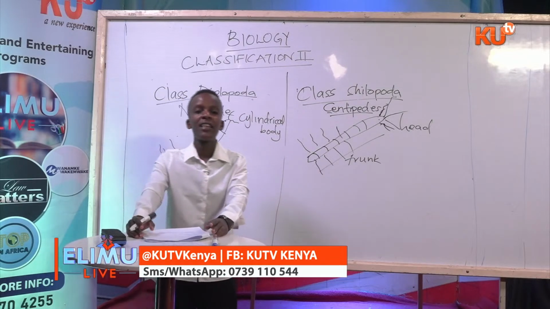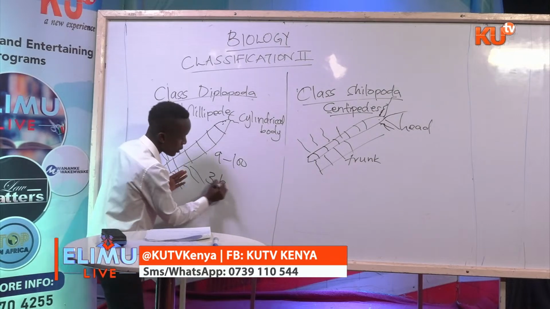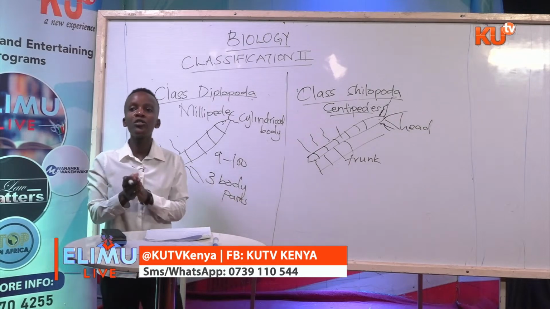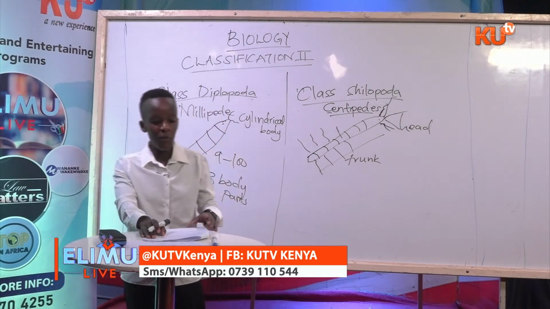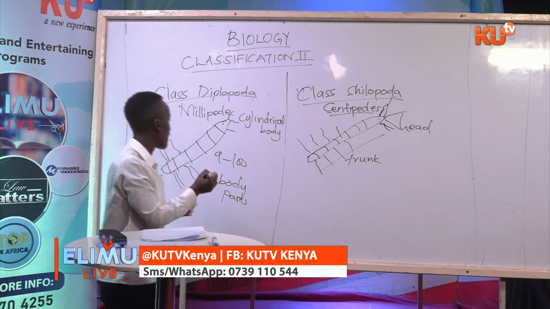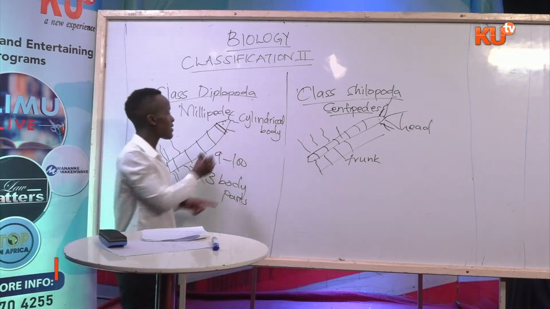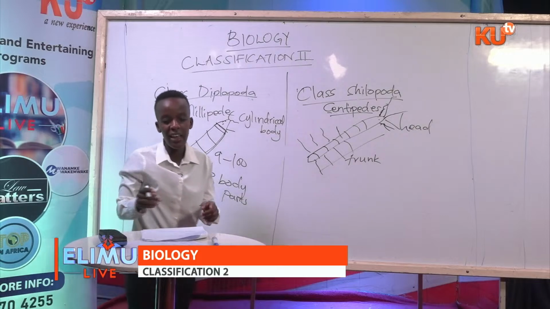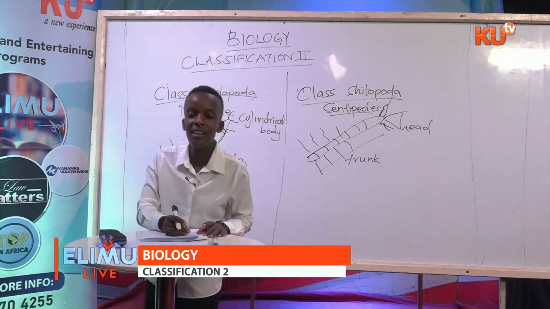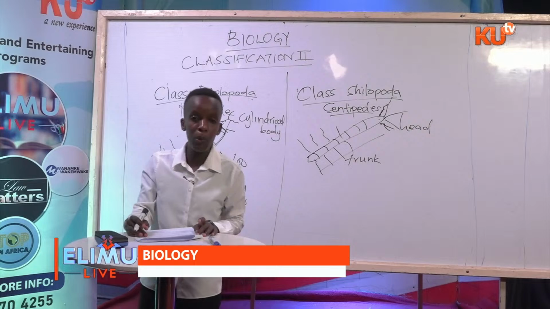For millipedes, they are special. They have 3 body parts. I am going to show you these body parts. We have the head in front here, followed by the thorax, which is quite small, then the other part is the trunk. So a millipede has 3 body parts: the head, the thorax, and the trunk. That is under class Diplopoda.